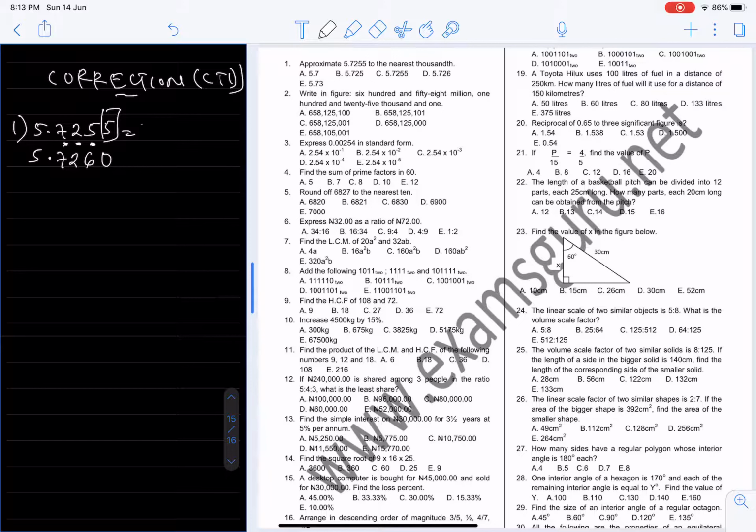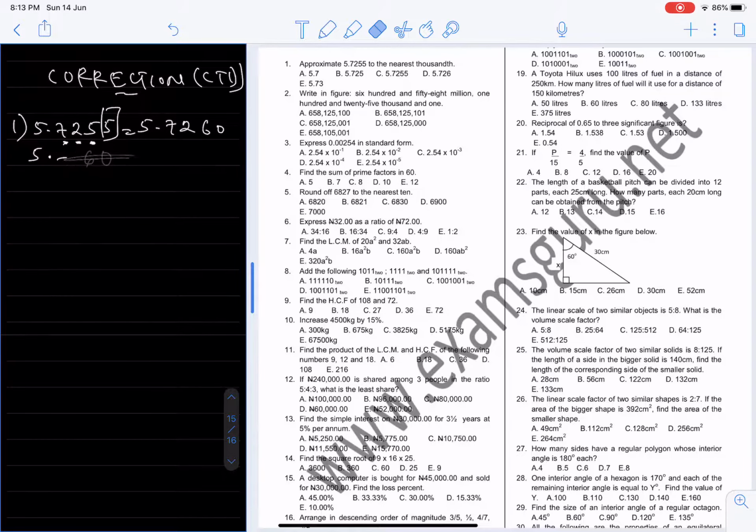So that means 5.7260. And of course, you know that when a 0 enters a decimal fraction, that 0 can be ignored. So this is simply the same as 5.726 to the nearest thousandth, and the correct option is D. I'll be writing the correct option in front of every answer.